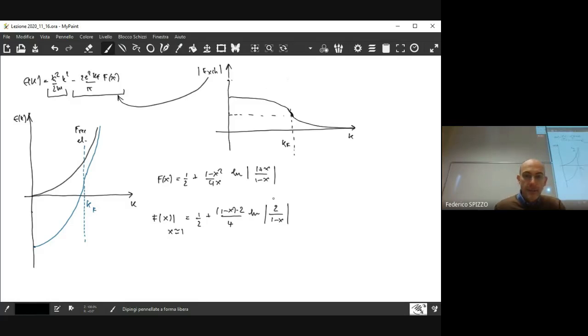But as this logarithm is multiplied by 1 minus x, then the limit of this term when x goes to 1 is equal to 0. So here we have just 1/2. So this means that the actual value of the energy, as we see from this picture, has a continuous behavior, even if we have here this 1 minus x at the denominator.